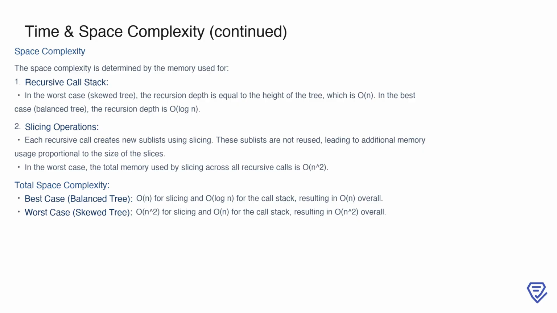As for slicing operations, each recursive call creates new sublists, and these sublists are not reused. The total memory usage for slicing across all recursive calls can reach O(n²) in the worst case. Combining these, the total space complexity is O(n) in a balanced tree and O(n²) in a skewed tree.